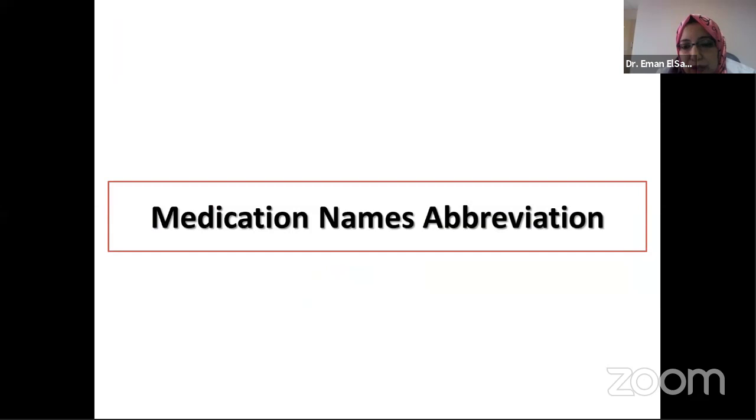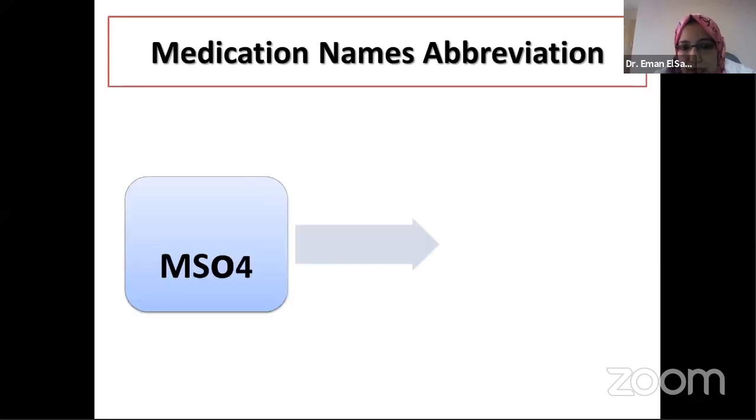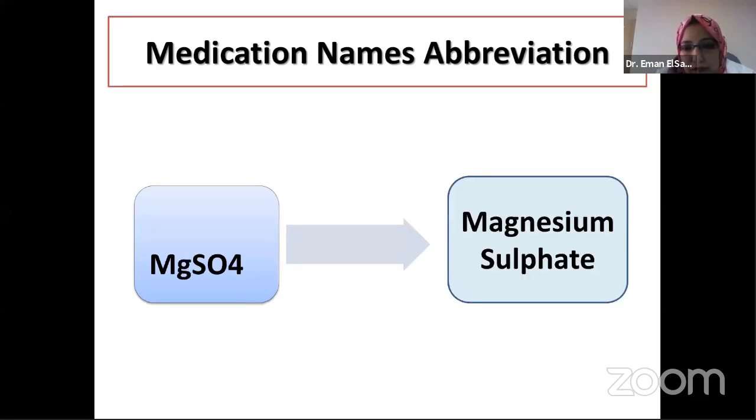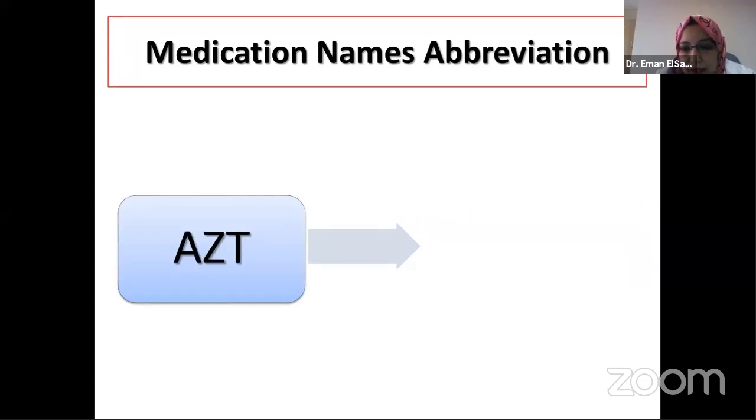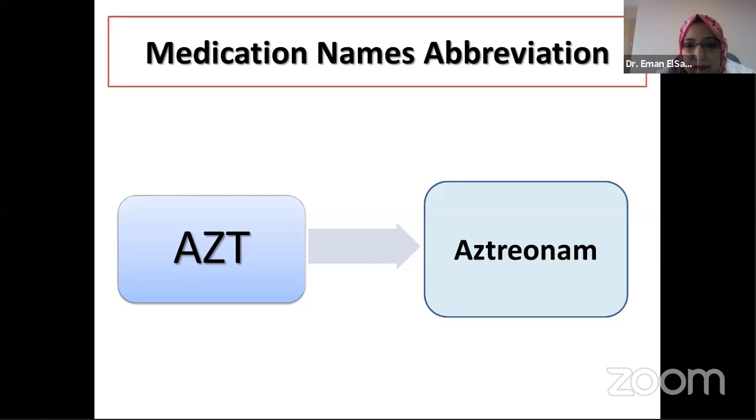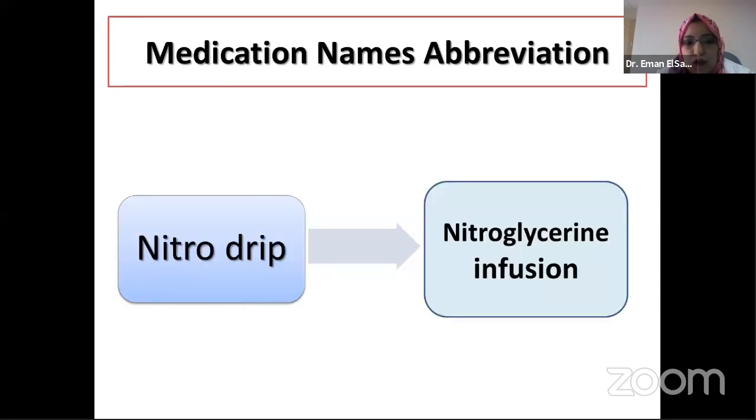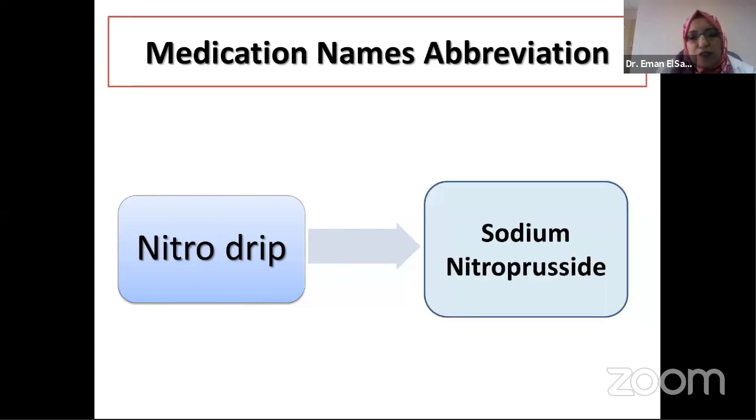For medication name abbreviation, it's the same. Can we abbreviate medication names? No, we should not. This is an example: MSO4, mistaken as morphine sulfate or magnesium sulfate, a big difference. AZT: azathioprine, maybe zidovudine, aztreonam. For nitro drip, maybe nitroglycerin infusion or sodium nitroprusside.